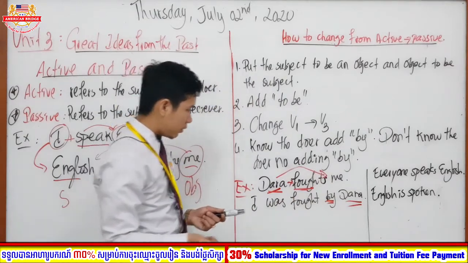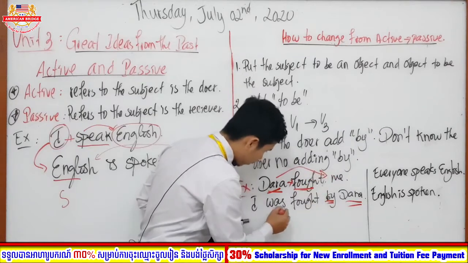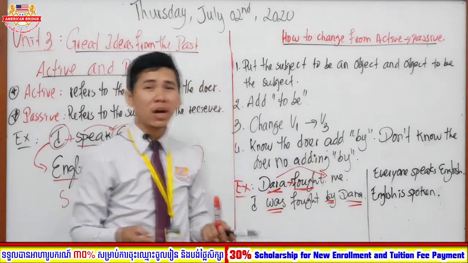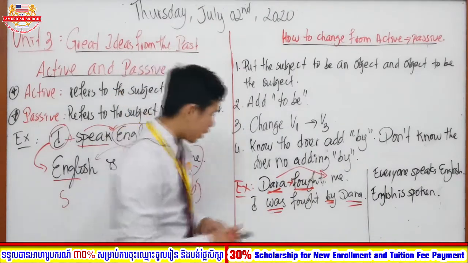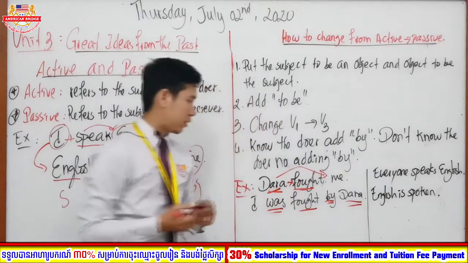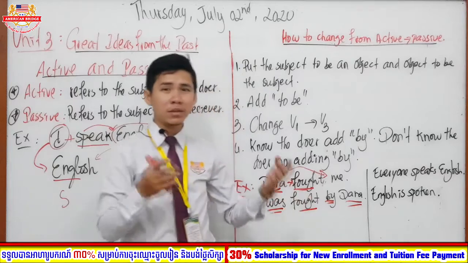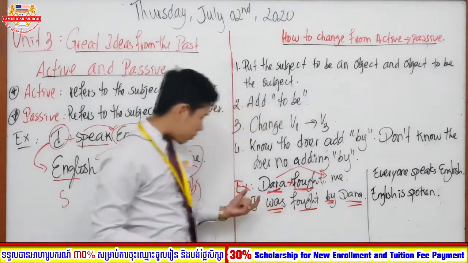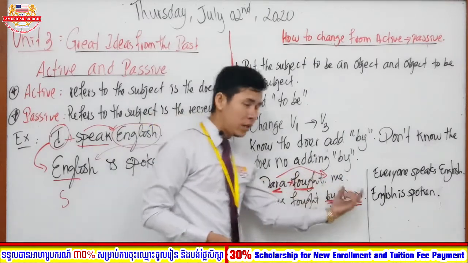After that, we add to be, right? To be: was. Because of what? Because this is a past sentence, that's why we have to add was. And the word fought, it's going to be the same, okay? Because of what? Fight is going to be changed to fought. So in here, put the object to be the subject, take the subject to be the object, okay?